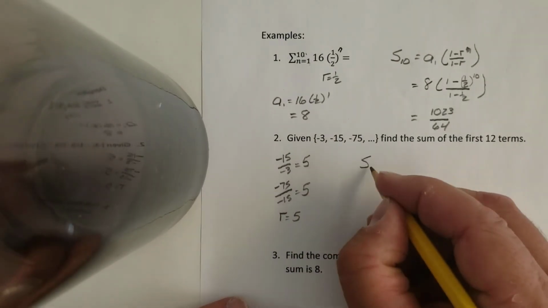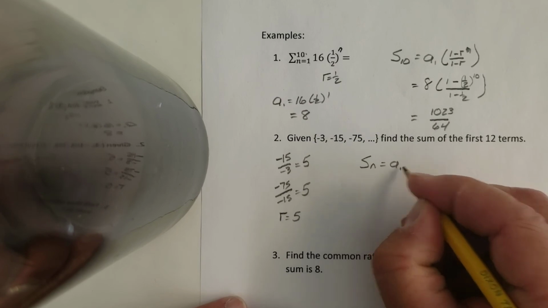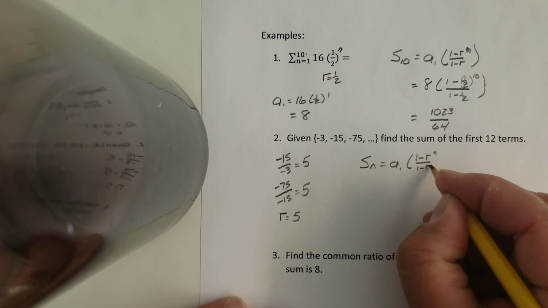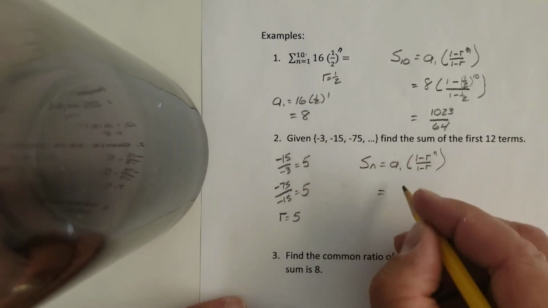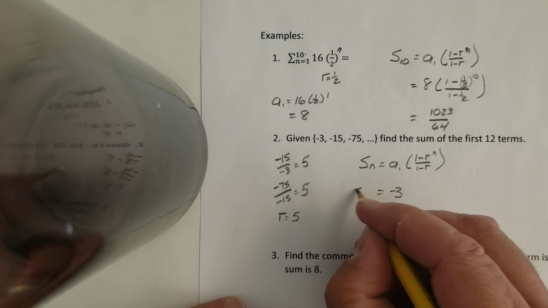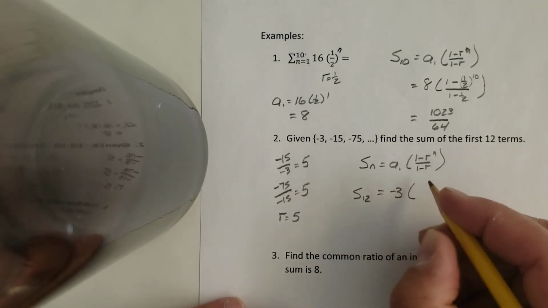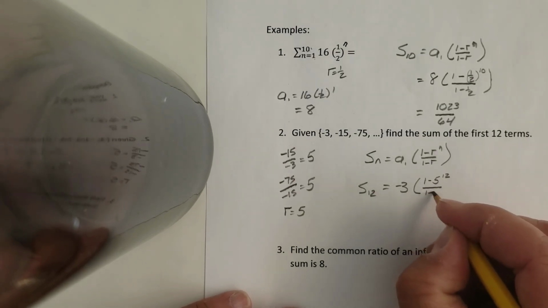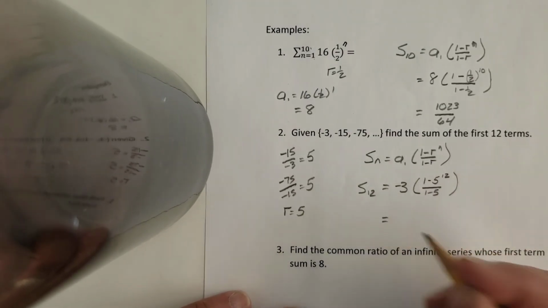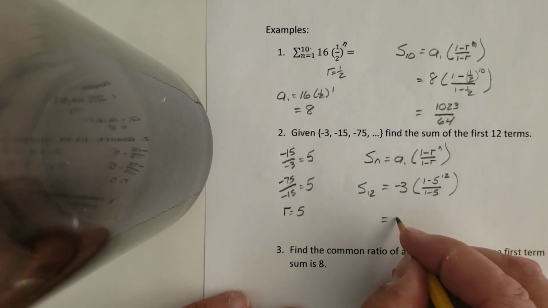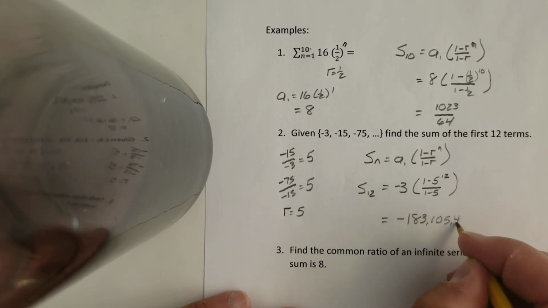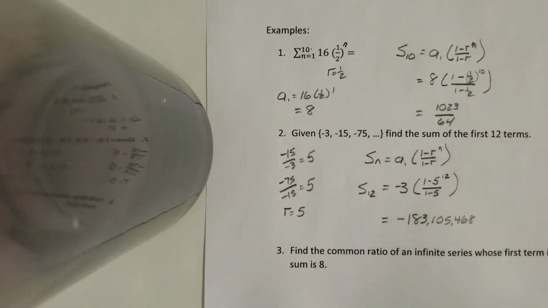So, sum of n terms, your first term, 1 minus r to the n over 1 minus r. Your first term is -3. Where I want the sum of 12 terms. And my ratio, 1 minus 5 to the 12th power over 1 minus 5. And again, in your calculator, you come out with -183,105,468.